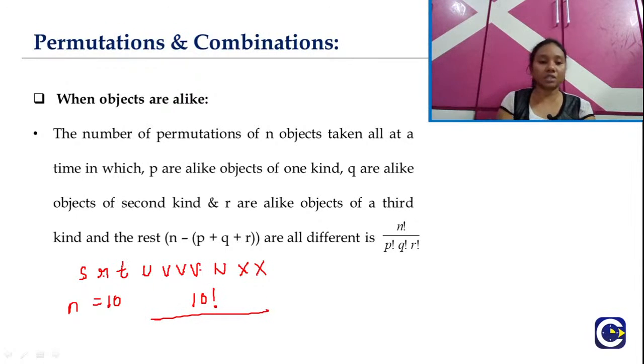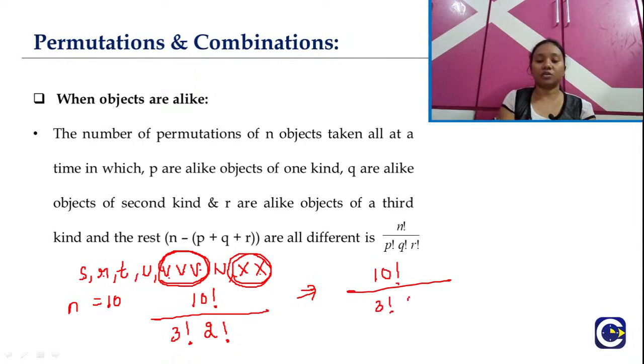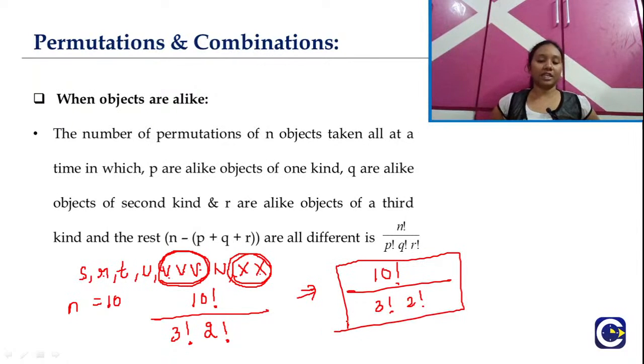But here, if I observe, s is different, t is different, r is different, u is different, whereas I am having v of the same kind. How many are there? 1, 2, 3. So I have to divide by 3 factorial. And w is different, whereas again I am having x repeating. How many times is x repeating? 2 times. So I have to divide by 2 factorial. So the number of permutations here is 10 factorial divided by 3 factorial into 2 factorial. This is my total number of permutations when we have objects that are alike.